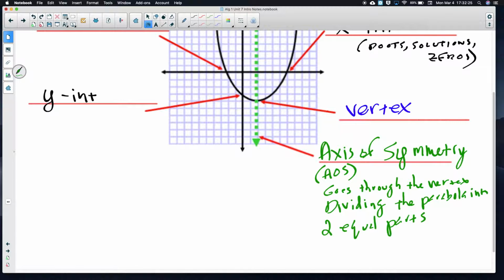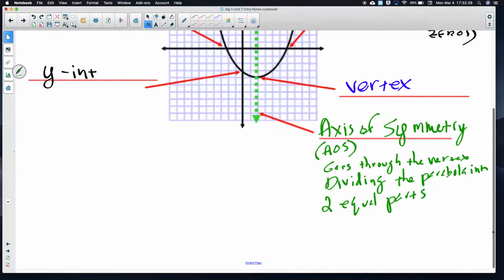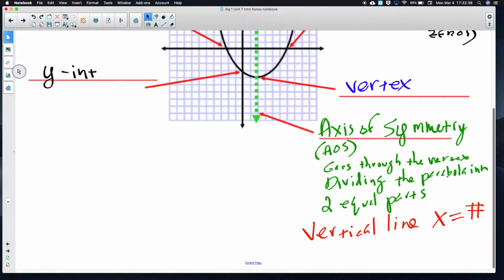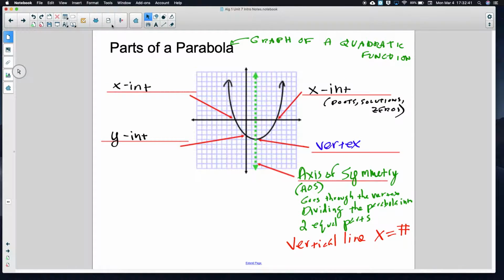All right? And notice, what type of line is it? It's a vertical line. So if it's a vertical line, remember that all vertical lines are x equals a number. So those are our key parts that we're going to be looking at to start.